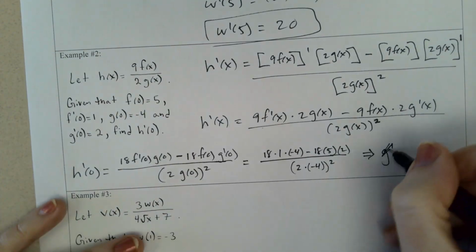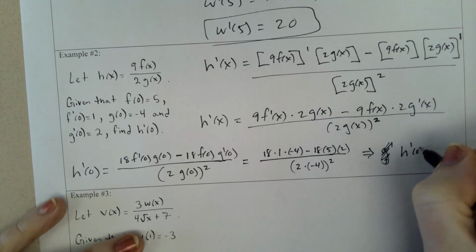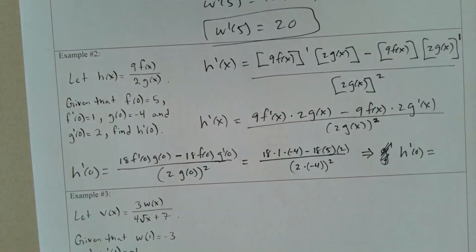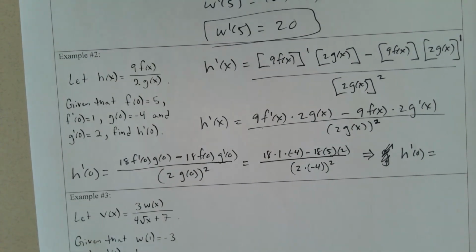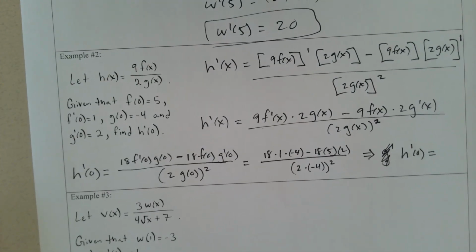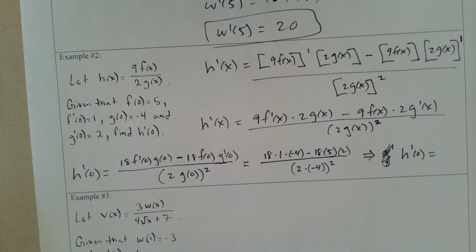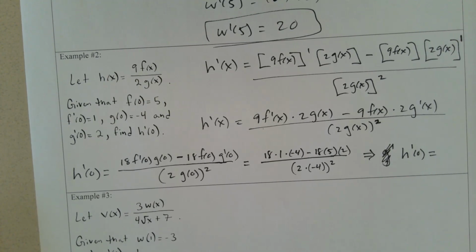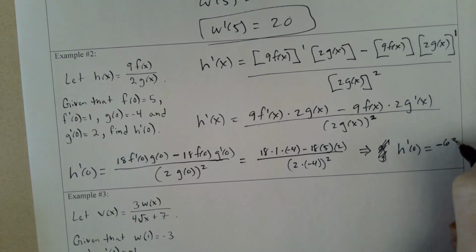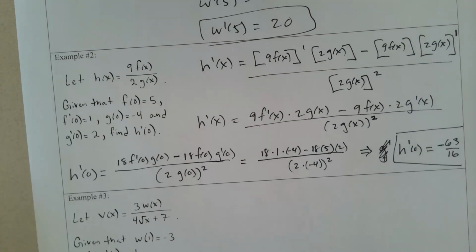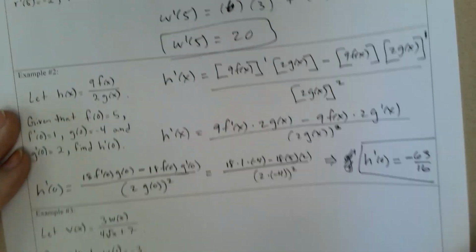Oh, shoot. H prime of 0 equals, all right, I'm going to use a calculator. So 18 times negative 4 divided by 64. All right, I got negative 63 over 16. Okay, just one more. I think these are kind of fun. It's very much just plug and chug sort of stuff.